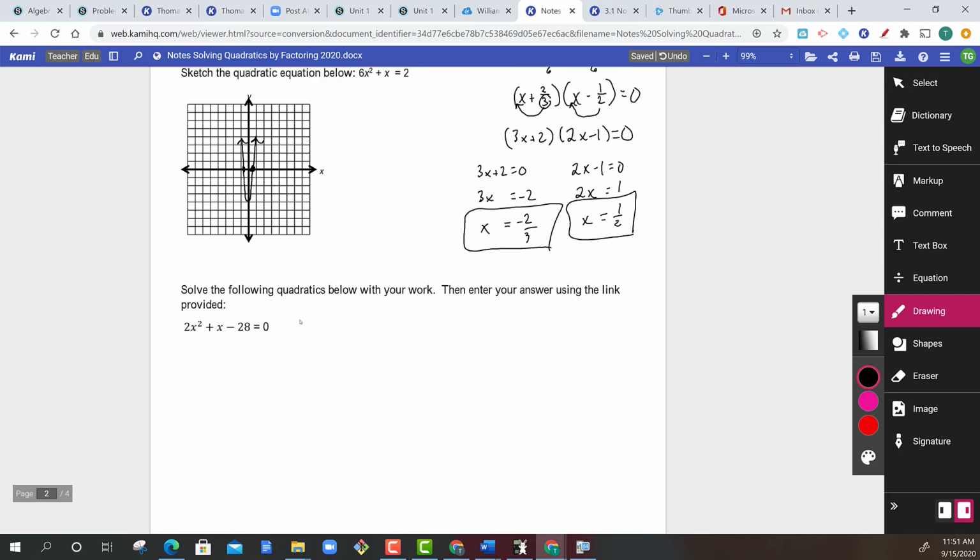All right, this last problem is for you to try on your own. It's already set equal to 0. Solve it and then enter your answer.